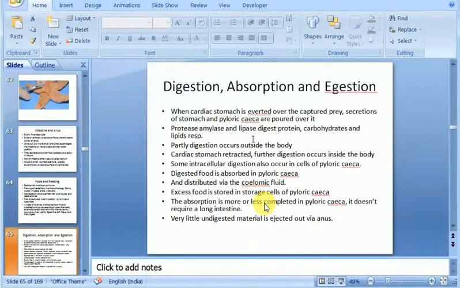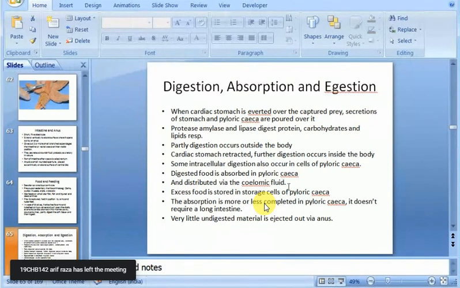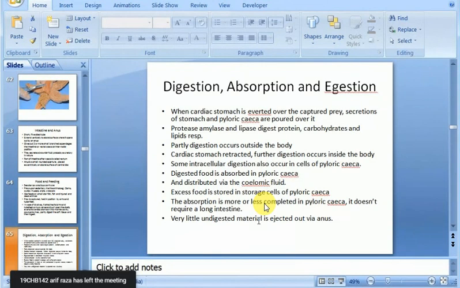So when the cardiac stomach is everted over the captured prey, secretions of the stomach and pyloric ceca are poured over it. Protease, amylase, and lipase digest proteins, carbohydrates, and lipids, respectively. Part digestion occurs outside the body. Then the cardiac stomach is retracted, taking in this partly digested food through the mouth. Further digestion occurs inside the body. Some intracellular digestion also occurs in the cells of the pyloric ceca. Then the digested food is absorbed in the pyloric ceca and distributed via the coelomic fluid.